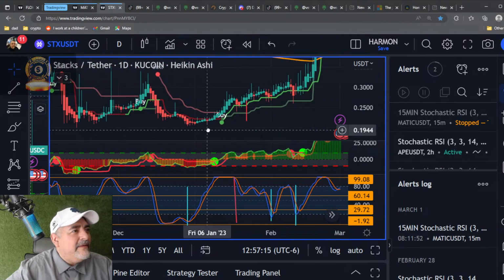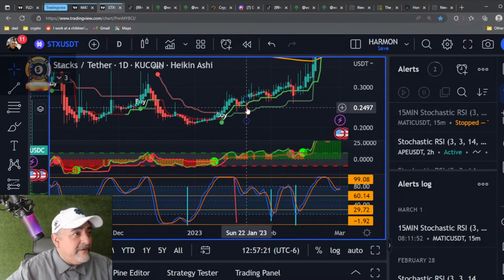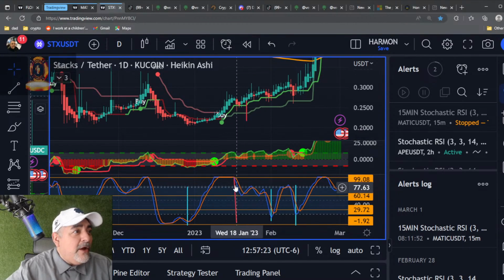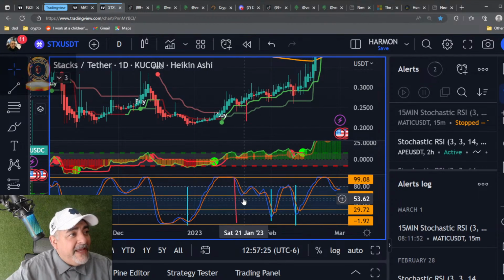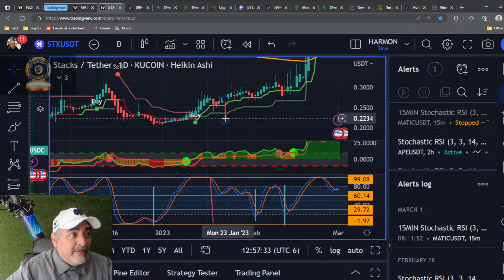All right. Here's where we entered. Here's where we closed, okay? Here's where we re-entered, right? Notice the re-entry also came after the daily bounced, which basically right here when the daily bounced, you should have been looking to re-enter, which would have been this candle right here. You would have been looking to re-enter right there.